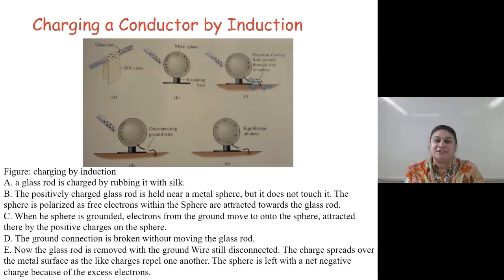So what about charging a conductor by induction? A glass rod is again rubbed with silk, which leaves the glass rod positively charged. It is held near a metal sphere, but it's not made to come into contact with it. The sphere is polarized as free electrons within the sphere are attracted towards the glass rod. When the sphere is grounded, electrons from the ground move into the sphere, attracted there by the positive charges on the sphere. The ground connection is broken without moving the glass rod. Now the glass rod is removed with the ground wire still disconnected. The charge spreads over the metal surface as the like charges repel each other. The sphere is left with a net negative charge because of the excess electrons.